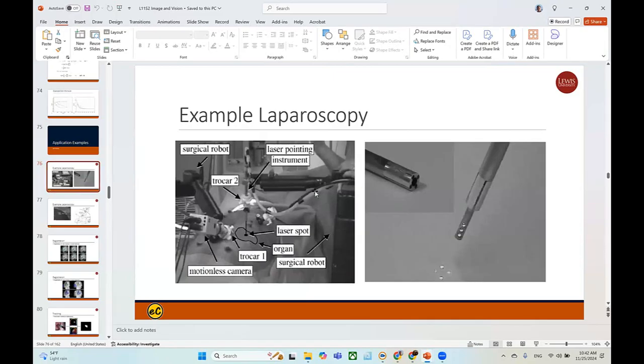And for the application, you can use it for microsurgery.